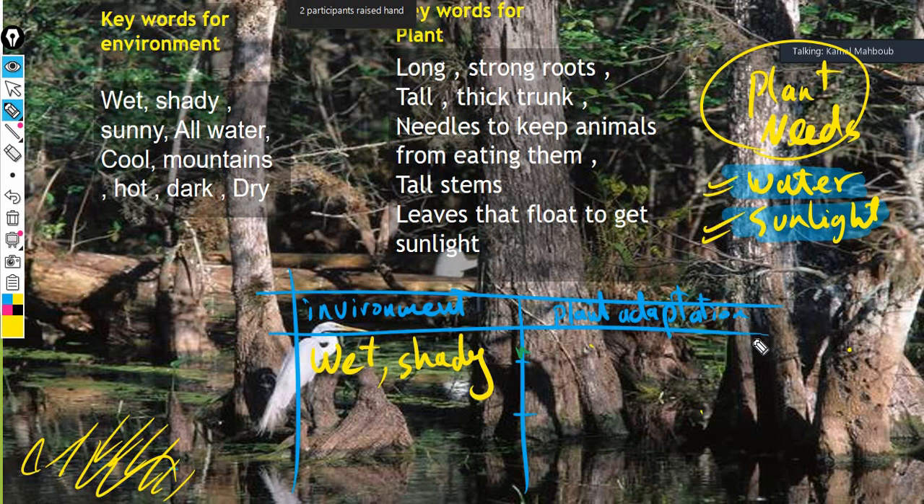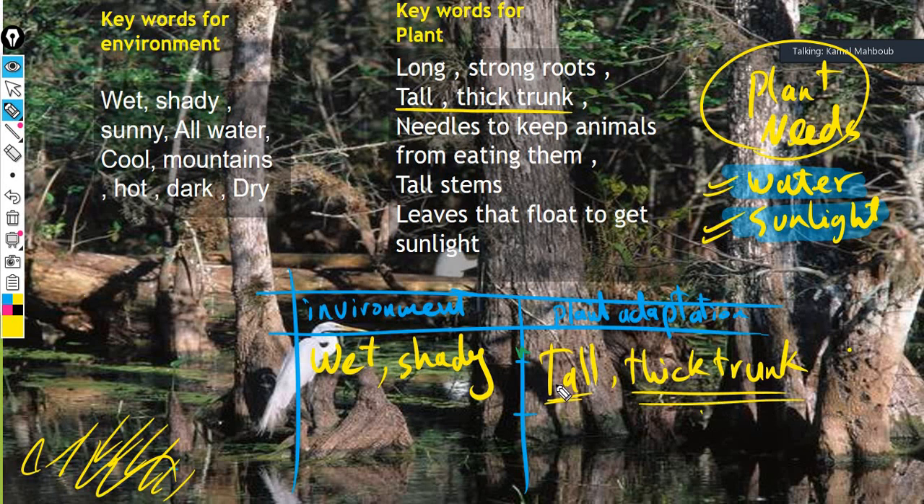How can the plant compete or struggle to get the water and sunlight? What is the meaning of struggle? Struggle or compete means a fight to get the sunlight or water. Okay, now in this picture here, as you see, we don't have a lot of sunlight, so the plant will become very tall with a thick trunk, a thick trunk to absorb the sunlight. Very tall and a thick trunk to allow them to become taller.